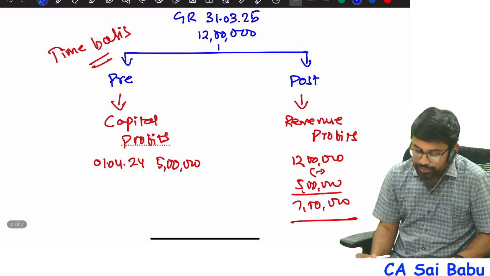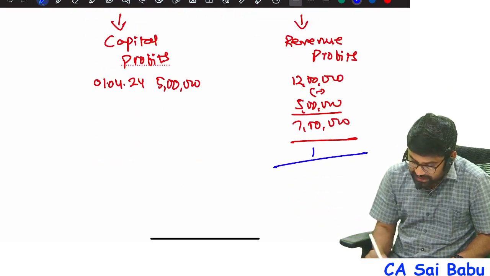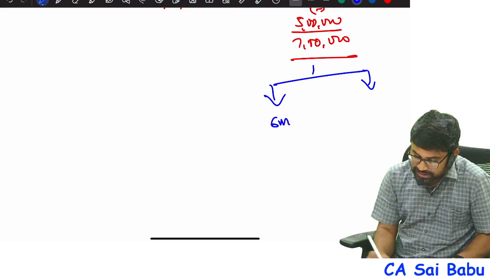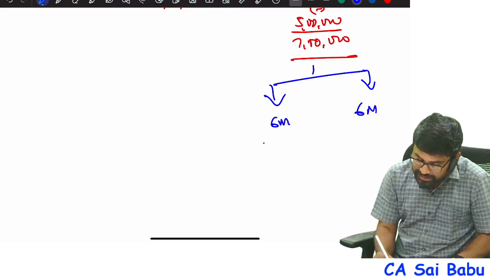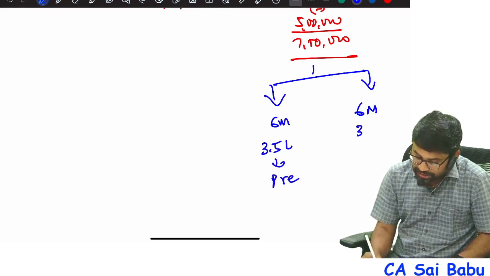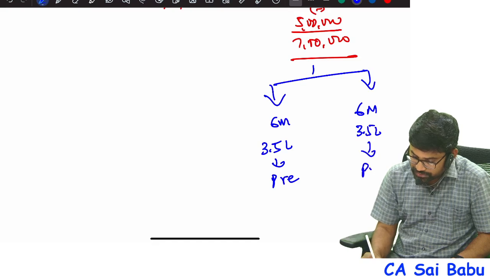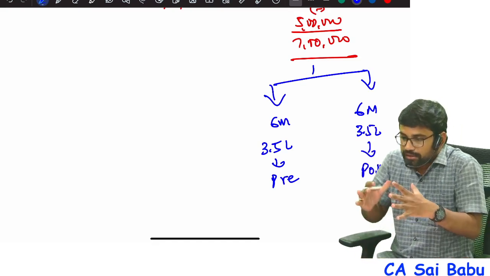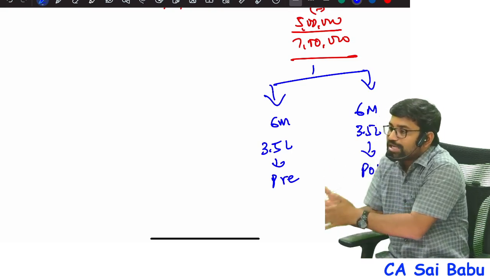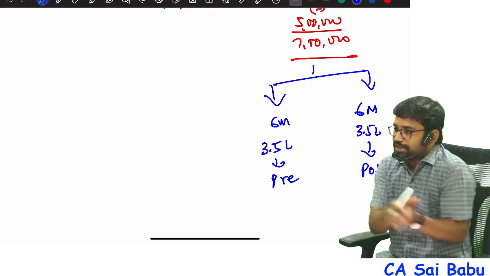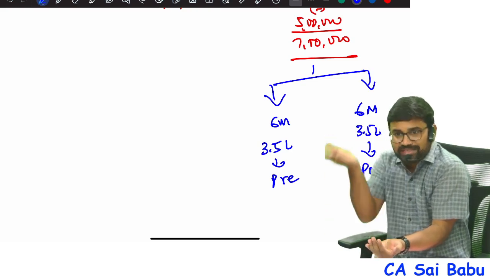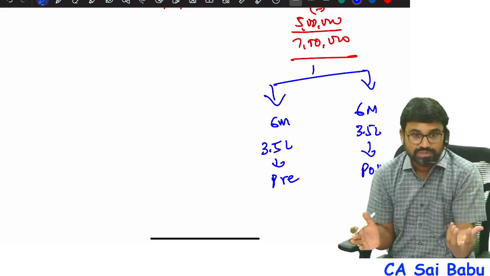Then what we need to do? This 7 lakhs will be divided into two parts. First 6 months, next 6 months. Then first 6 months, 3.5 lakhs will be pre. Next 3.5 lakhs will be post. There, understand. Till the time you are acquiring the subsidiary company, whatever the profits are there in the subsidiary, they are pre. Once you acquire the subsidiary, whatever the profits earned increases, reserves, they are called post.